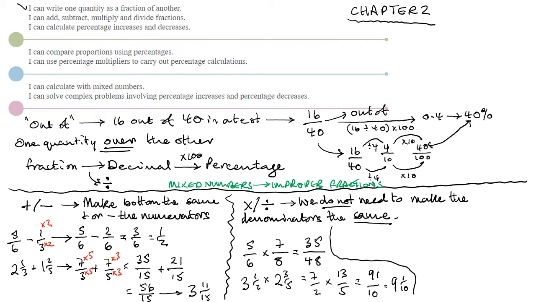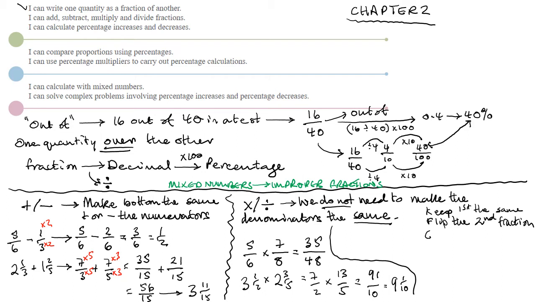Okay, so now let's look at divisions, and we use this KFC. So K stands for keep the first fraction the same. You don't touch it, you leave it as it is. The F stands for flip the second fraction. Now when we flip a fraction over, it's called the reciprocal. So we'll just write that down.